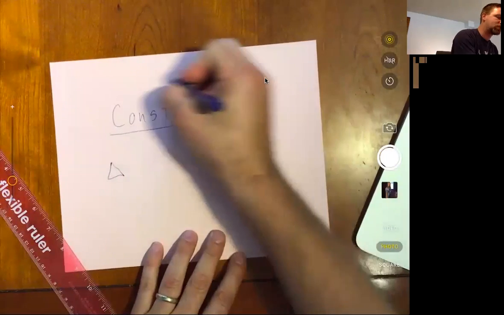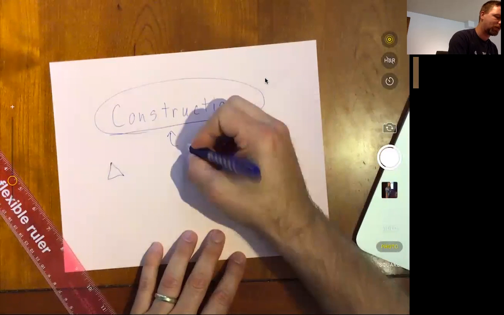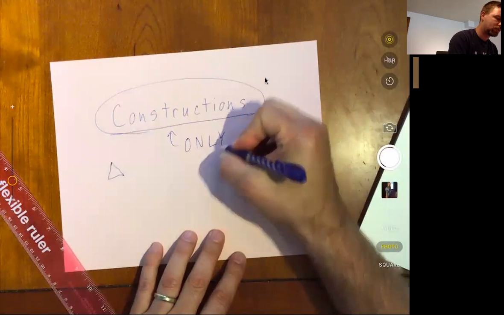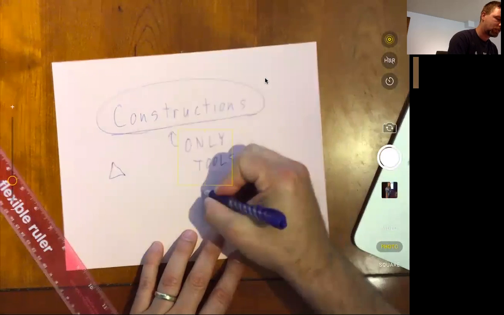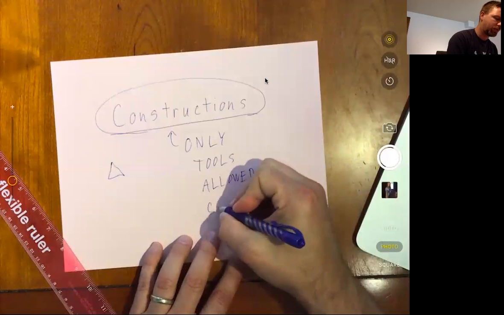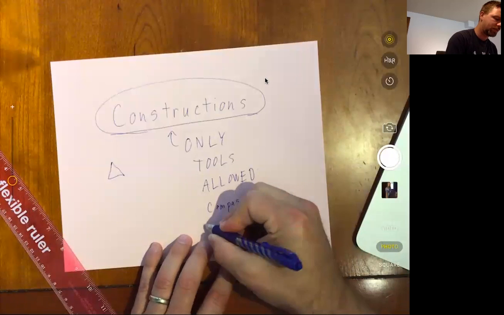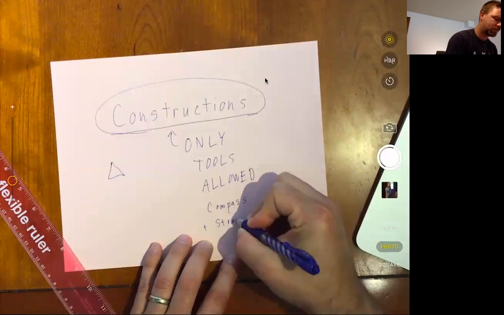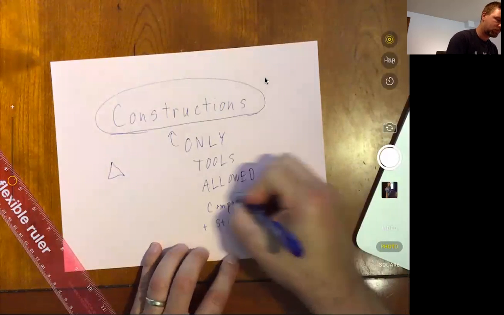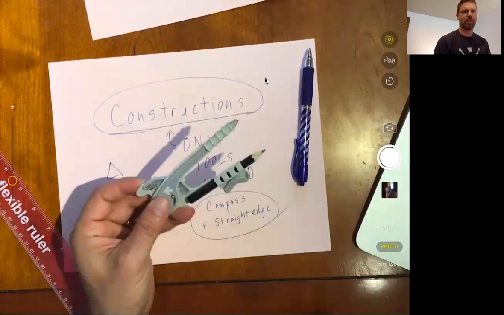Constructions, however, restrict your tools. When you do a construction, the only tools you're allowed are a compass and a straight edge. Compass is just anything that makes a circle.